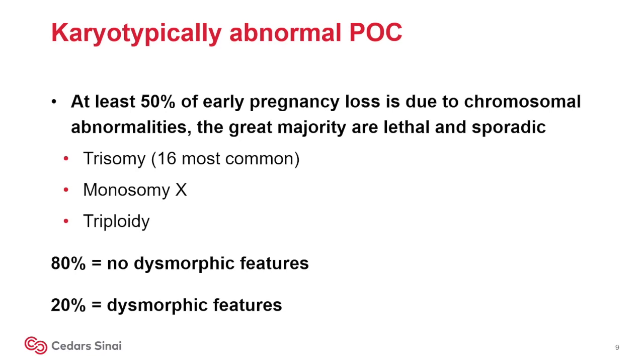The interesting thing about these POCs with abnormal karyotypes is that only a small proportion of them, like 30%, actually show abnormalities of the villi under the microscope. And we call those abnormalities dysmorphic features. While 80%, amazingly enough, have an abnormal karyotype and can look completely normal under the microscope. So bottom line is, you cannot distinguish a normal karyotype from an abnormal karyotype on POC examination under the microscope.